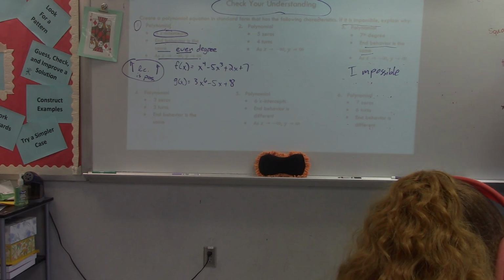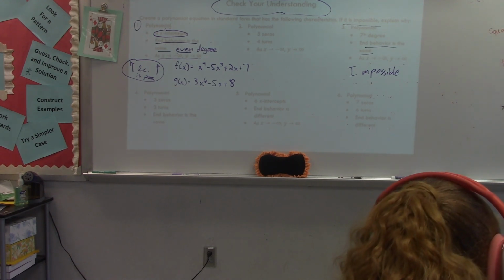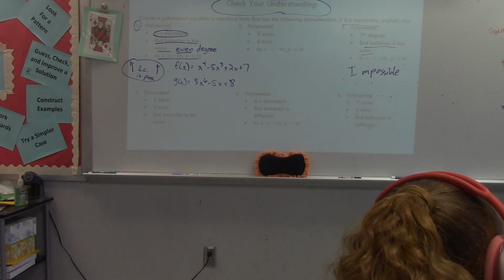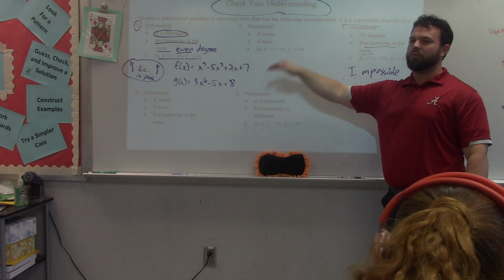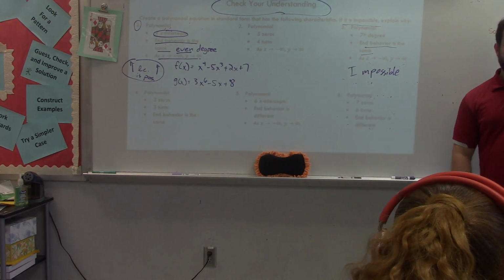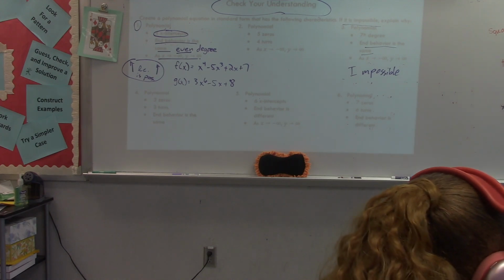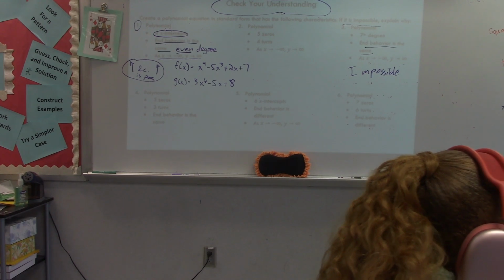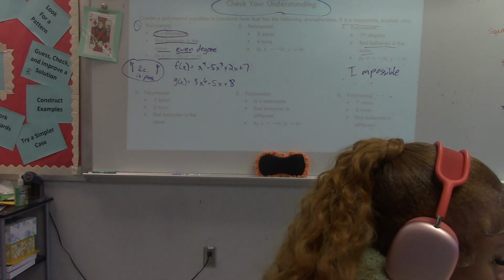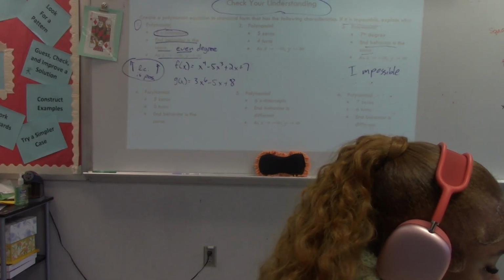That's it. Okay? So here's what I want to do. I want to give you 5 minutes to work with your small groups and do as many as you can from 2, 4, 5, and 6. Come up with at least one equation, if possible, for 2, 4, 5, and 6.